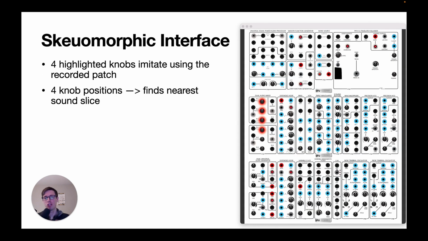The first way that a user might interact with these sound slices is through the skeuomorphic interface. You can see here there are 4 highlighted knobs, showing which knobs a user can interact with and will change the sound in some way. As the user moves, these knob positions are sent to a KD tree, which has been fit on the data set of parameter combinations to query what the nearest neighbor of these current parameters are, finding the sound slice that is associated with that parameter combination, and then playing back the sound slice.